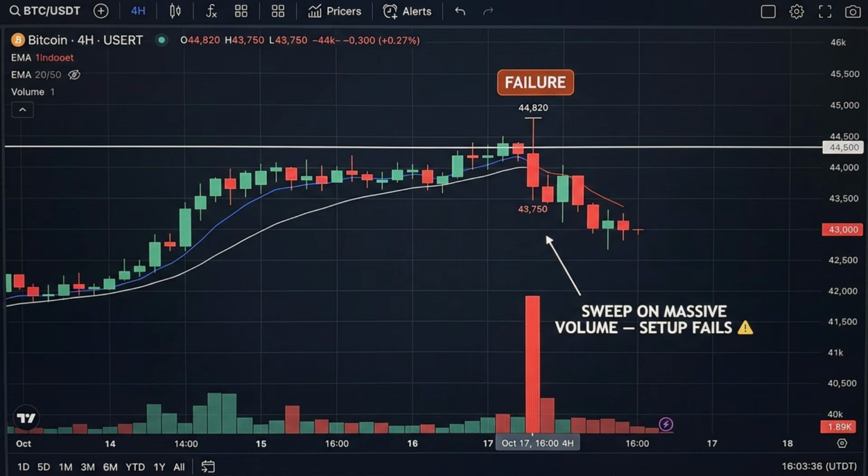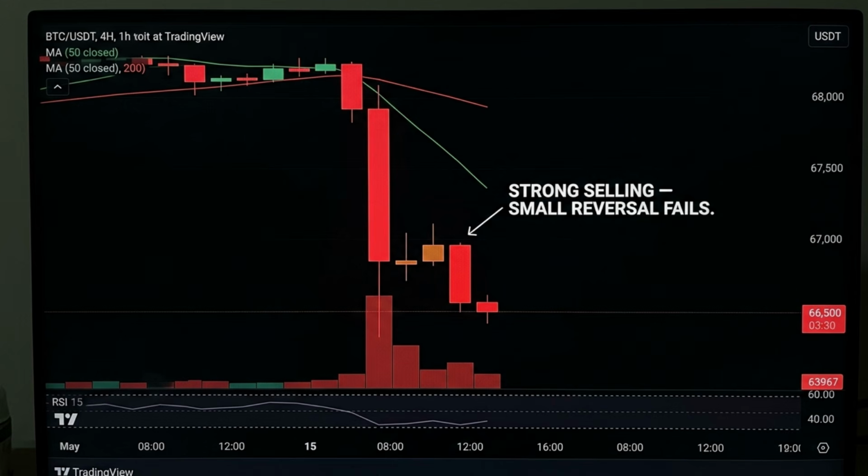The setup fails when volume on the sweep is too high. Genuine conviction selling cannot be overcome by a simple reversal candle. Wait for a full restructuring of the chart before looking for entries.